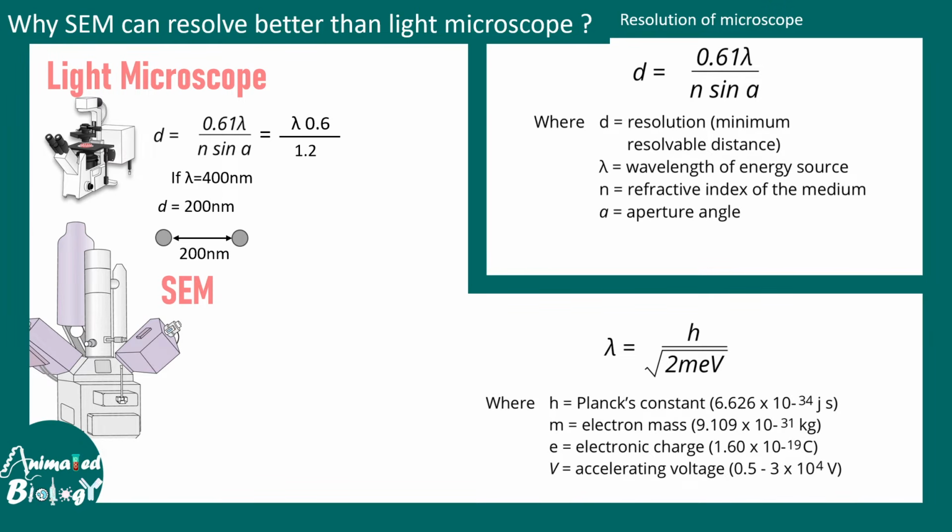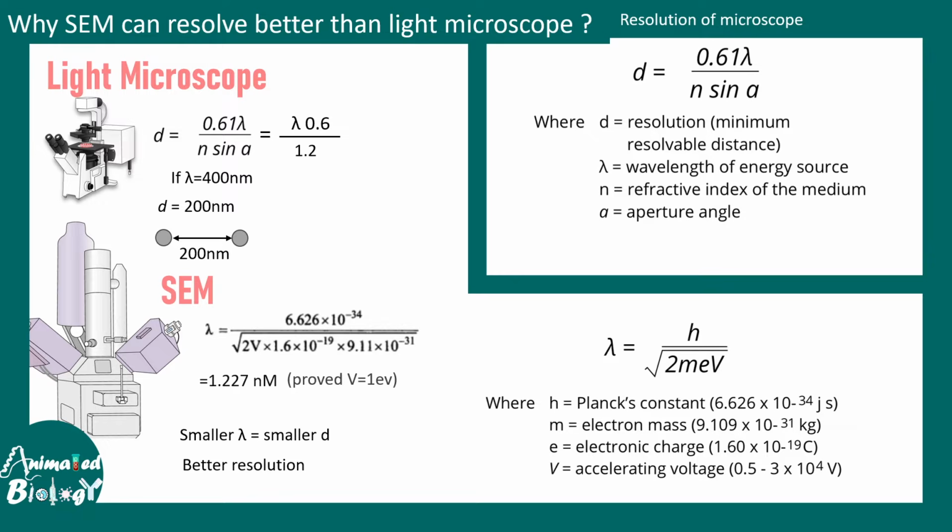But in case of SEM, the lambda of the electron is much smaller, and this is a function of the accelerating voltage that we provide. The greater the voltage, the smaller the wavelength. After putting in all the values that we showed here and putting V equal to a particular eV, we can see the lambda is about 1.2 nanometer. So you can understand if the lambda is smaller, the resolution would be much better. This is why the scanning electron microscope has much better resolution compared to a light microscope.